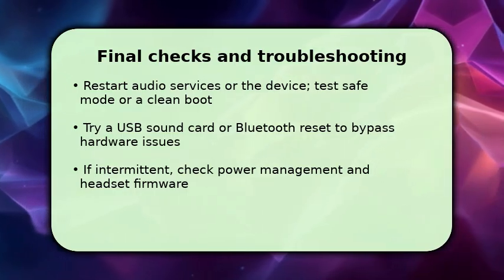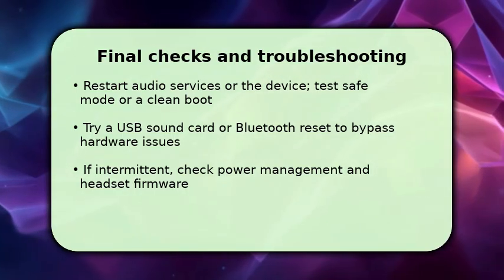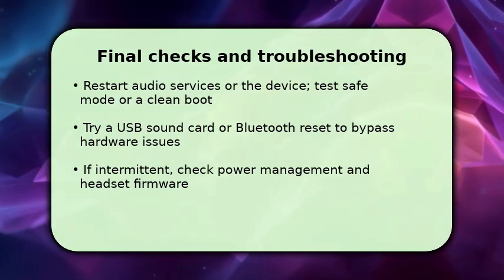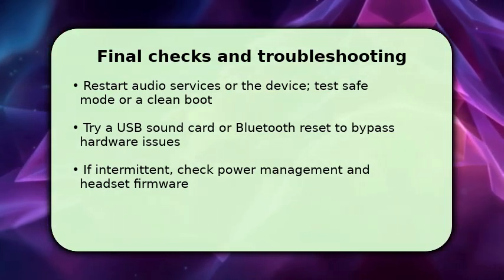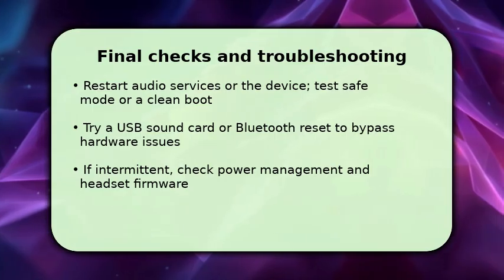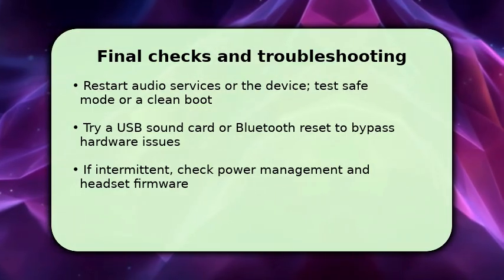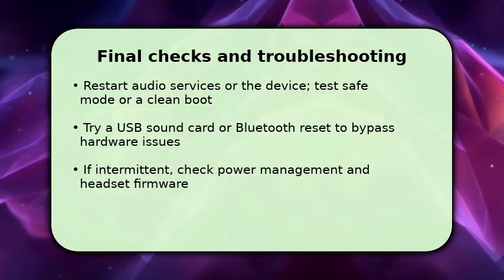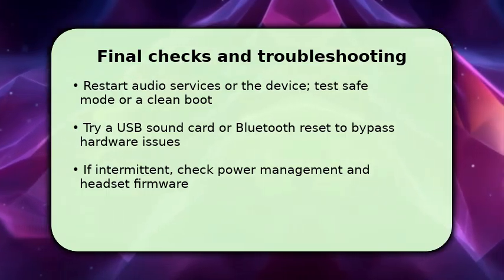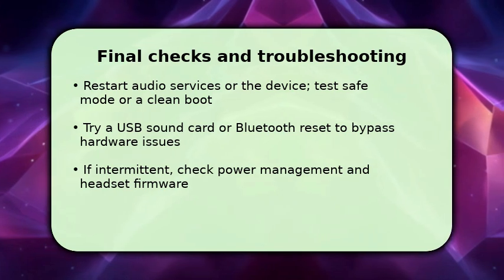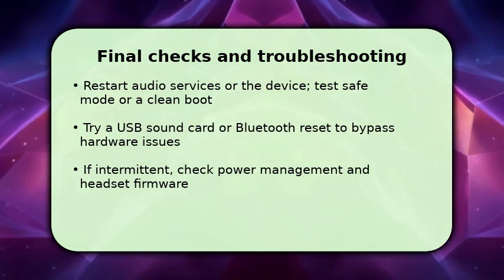For persistent hardware problems, try a cheap USB sound card or factory reset the Bluetooth headset to bypass internal faults. Finally, if the issue is intermittent, disable aggressive power management for USB and Bluetooth and update headset firmware when available. These steps often resolve flaky connections and restore consistent headphone audio.